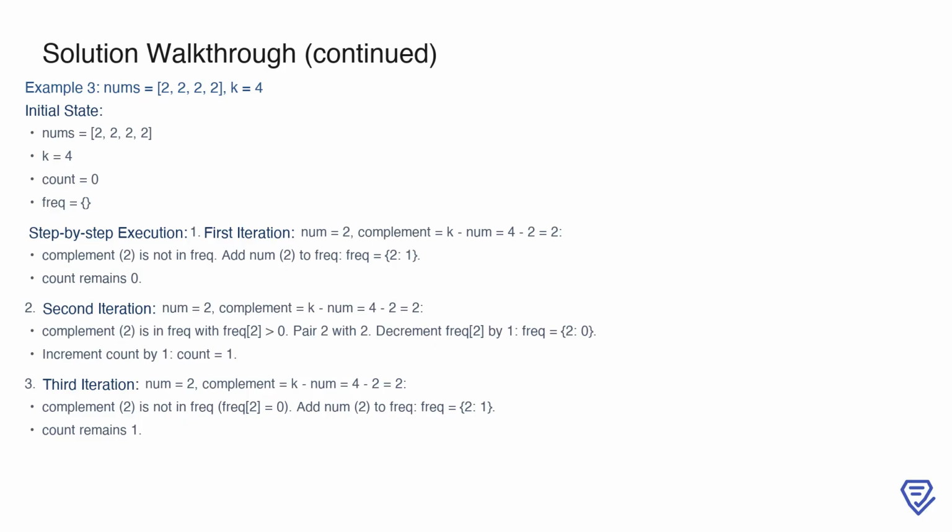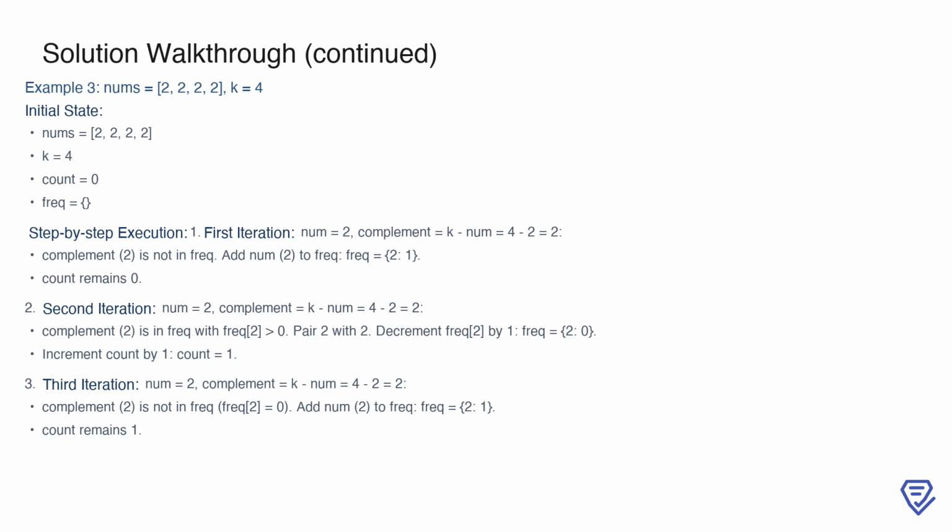In the second iteration, we process another 2. The complement is again 2, and this time, it is present in the frequency map with a frequency greater than 0. This means we can form a valid pair, (2, 2). We decrement the frequency of 2 by 1, updating the map to frequency = {2: 0}, and increment the count to 1. In the third iteration, we process yet another 2.